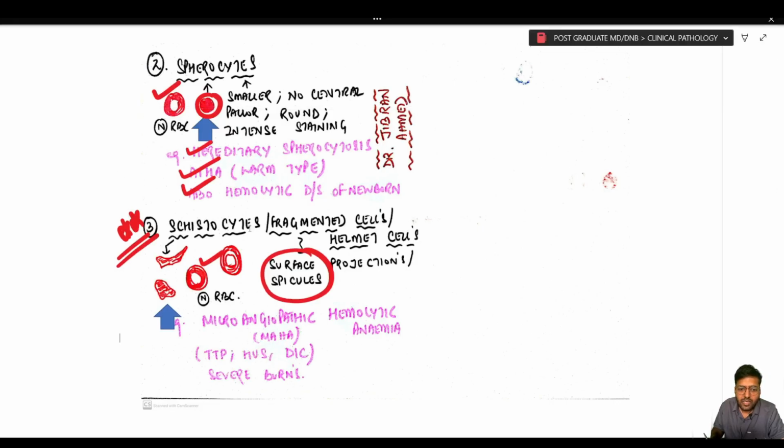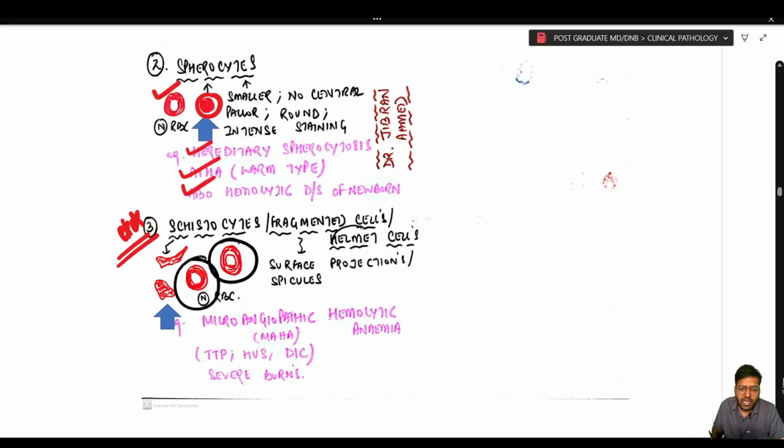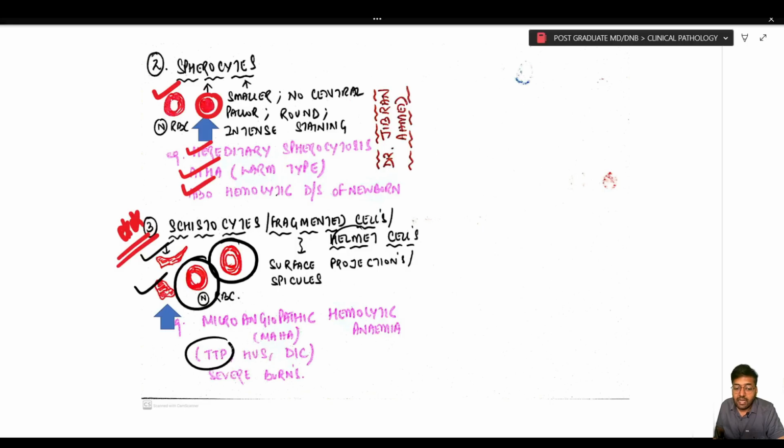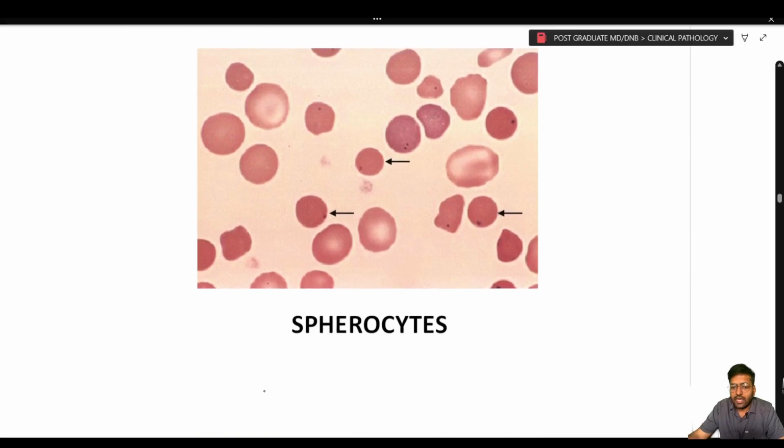Basically over here, this is the normal RBC, and this you can see as the schistocytes or the fragmented RBC. So what are the conditions where you see schistocytes? Very important, all the conditions of MAHA, that is microangiopathic hemolytic anemia, like TTP, HUS, and DIC, as well as in conditions of severe burns. Okay, this is very important.